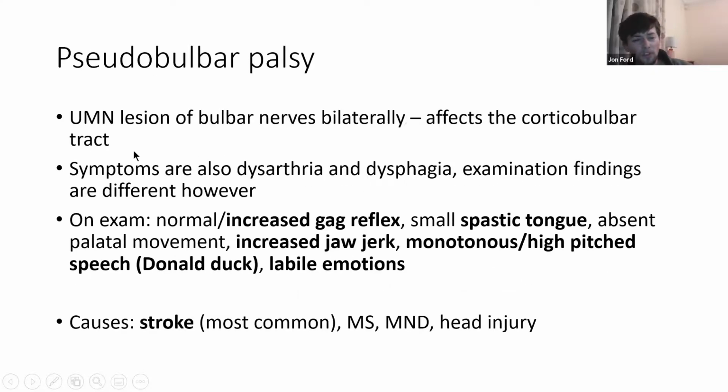A pseudobulbar palsy is an upper motor neuron lesion, and it's on both sides to cause the effect of the corticobulbar tract. That's a bit like the corticospinal tract, but of the head. And you also get dysarthria and dysphagia, but the examination findings will show an increased gag reflex, a small spastic tongue, so it's small, sits at the bottom of the mouth, and they have absent movement of the palate, increased jaw jerk, and a high-pitched Donald Duck voice. I've not seen it in practice, but that's what apparently it is. And then labile emotions. Stroke is the most common cause. MS, MND, and head injury are also other causes.